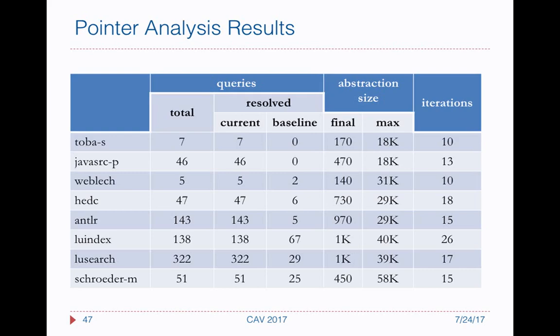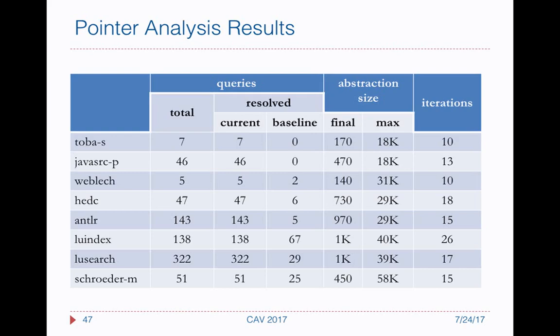The baseline that we are using is a non-abstraction refinement approach. So it uses a uniform level of context and object sensitivity at all sites. And what we can see is this approach can only prove up to 50% of these queries, whereas our approach can resolve all of them.